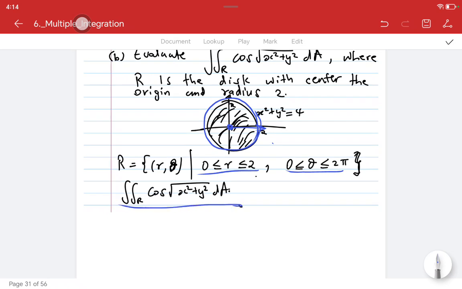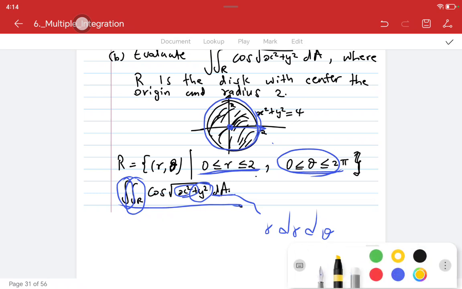So when we come here, on x, we're going to plug r cos theta. On y, we plug r sin theta. Here, on dA, we plug r dr d theta. Then on this interval, we start with the angle from 0 to 2 pi. Here inside, we say from 0 to 2. So that will be as simple as that.